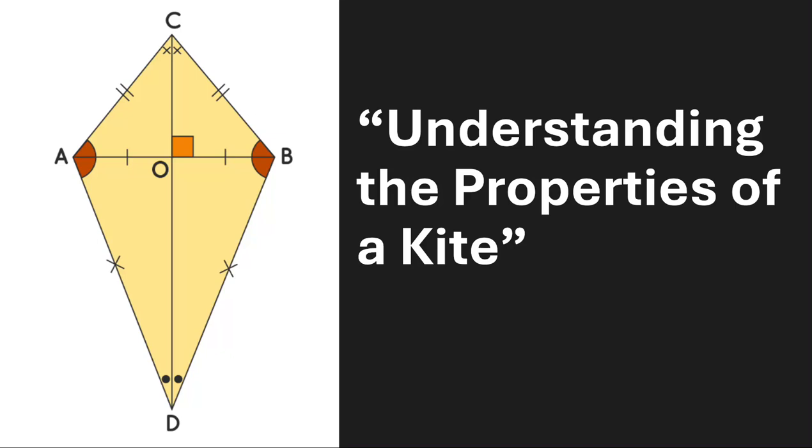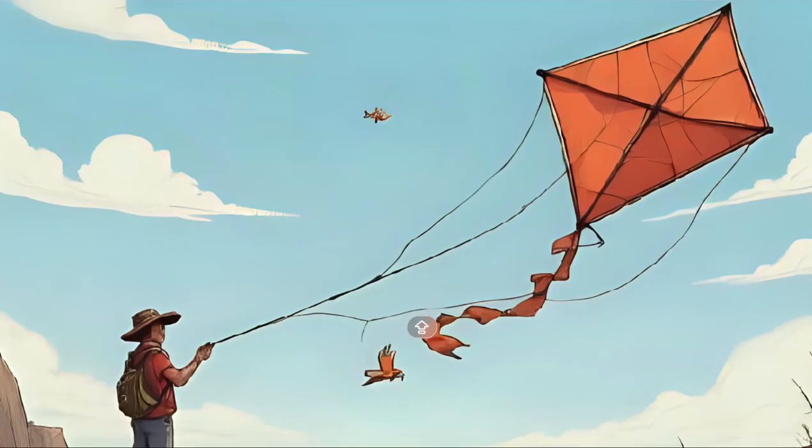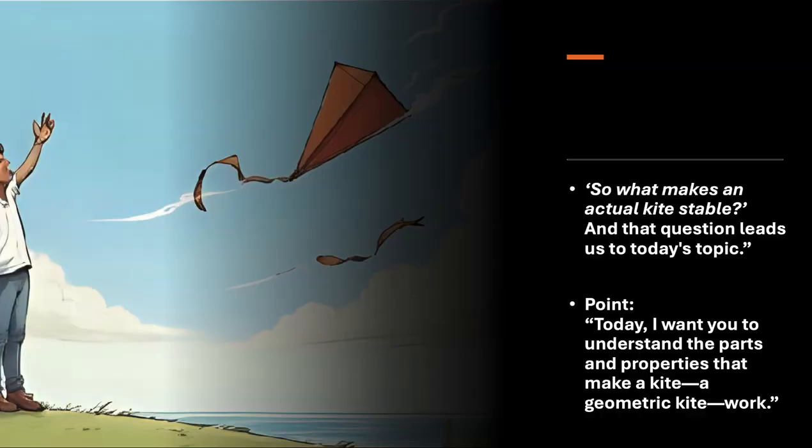Let us understand the properties of a kite. Before we jump into the math, let me tell you a quick story. There was a student, let's call him Alex. One windy afternoon, Alex tried to fly a homemade kite. But instead of flying, the kite kept spinning, flipping, and eventually crashing to the ground.